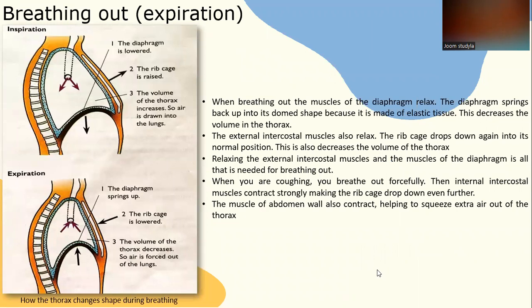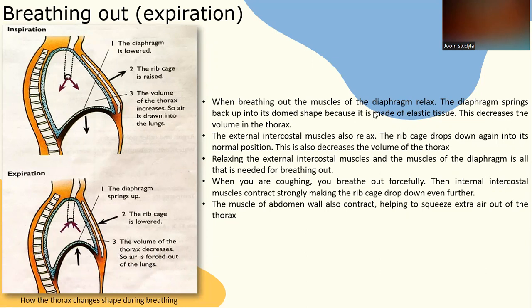Breathing out, or expiration. When breathing out, the diaphragm springs up. When it springs up, you can see the diaphragm pushes up. The rib cage is lower. And the volume of the thorax decreases, so air is forced out of the lung. You can just imagine when you breathe out, what happens to your lung. Internally, this is what happens to your lung.